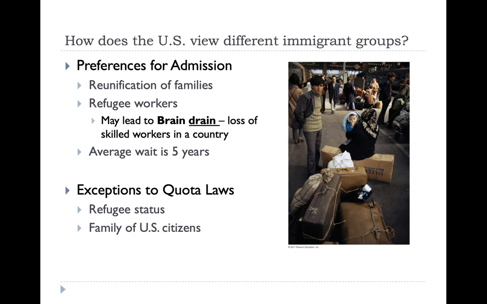The United States also has something that's called quota laws. That means that each year, countries are given a specific quota or a number of immigrants that are accepted from those countries. Once that quota has been met, no more people from that country can be admitted to the United States that year. However, there are exceptions to these quota laws. One of them is when people are a refugee, meaning they are fleeing political or conflict turmoil in their home country, or if that person is a family of a U.S. citizen. They do not apply to the quota law.